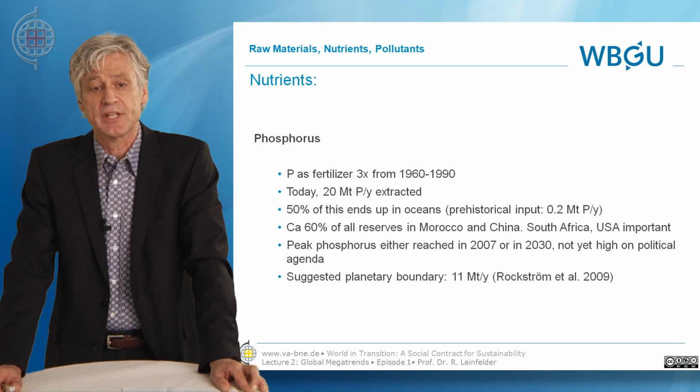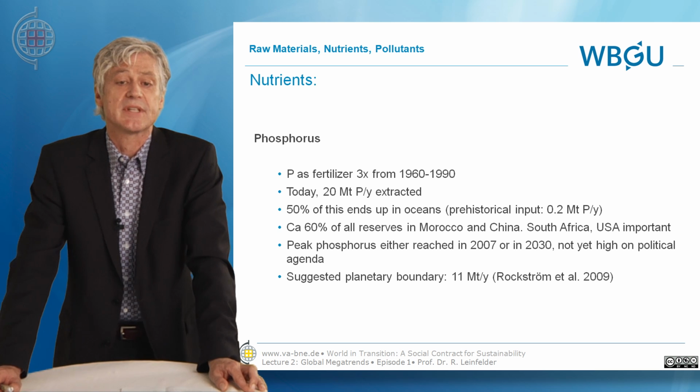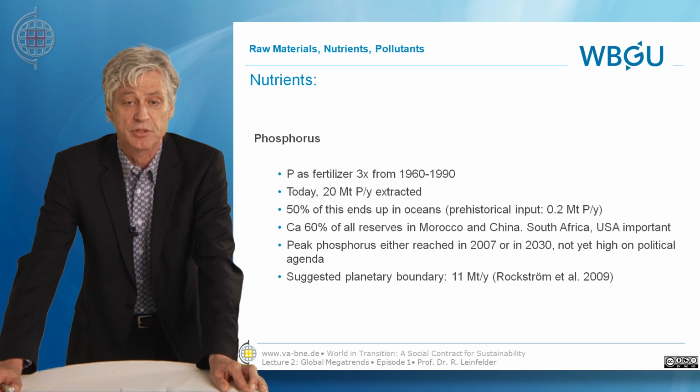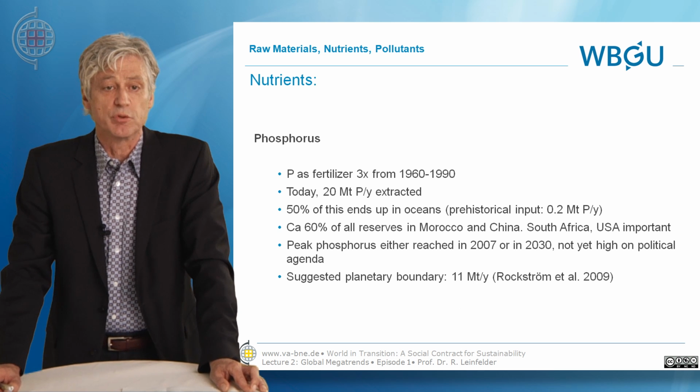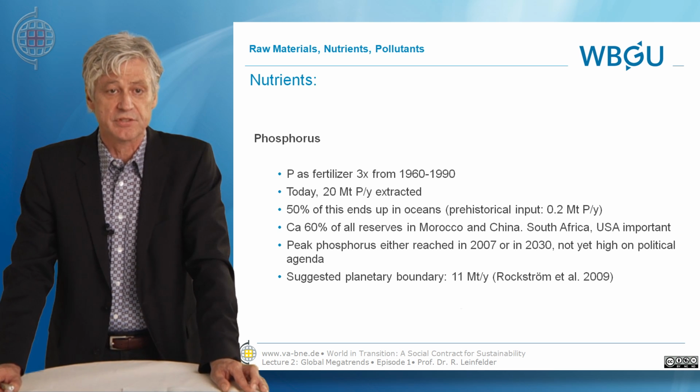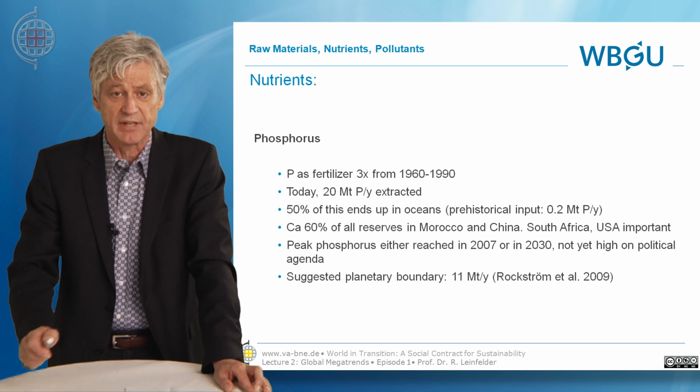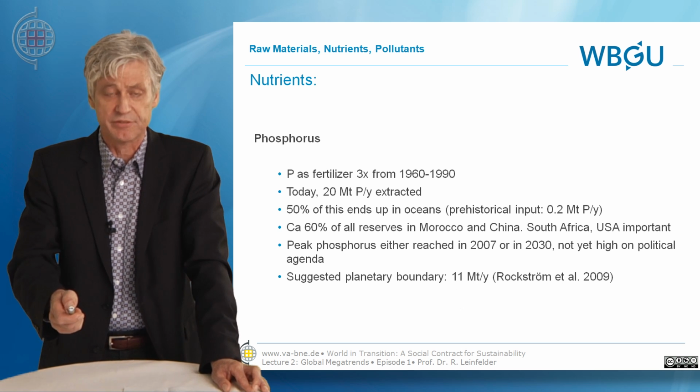So the suggested planetary boundary would be something like 11 megatons per year of extraction. And then, of course, the solution would also be to recycle phosphorus. This is technically possible, but we are far from doing this on an industrial basis.